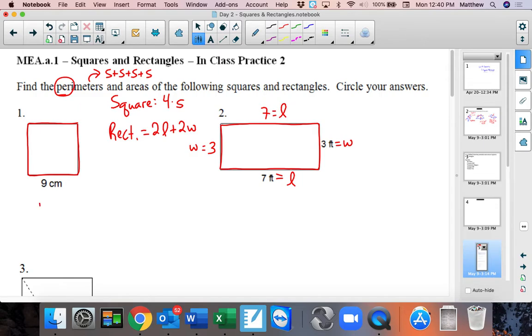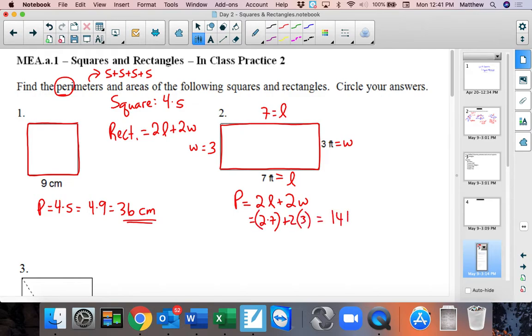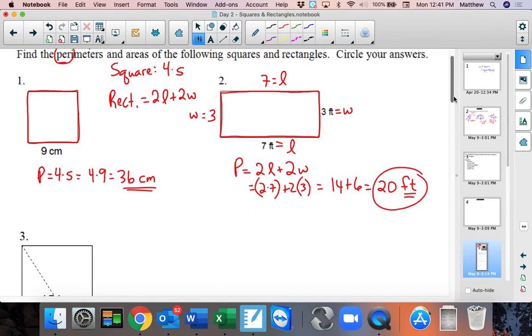Well, here we have a formula. Perimeter equals 4 times a side. A side is 9, so I have 4 times 9. My perimeter is 36. Don't forget units, centimeters. Over here, on my rectangle, my perimeter is 2 times length plus 2 width equals 2 times 7 plus 2 times 3 equals 14 plus 6 equals 20 feet. Again, don't forget units. So that would be perimeter.